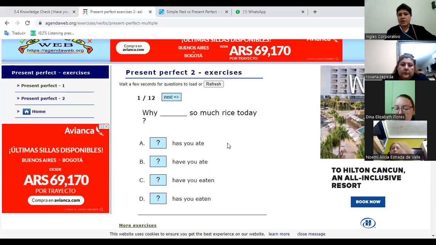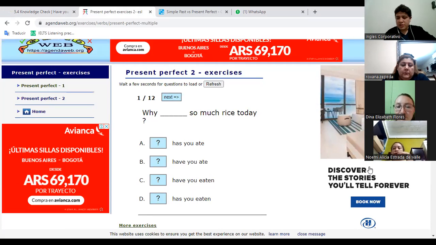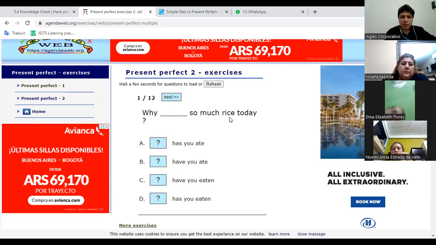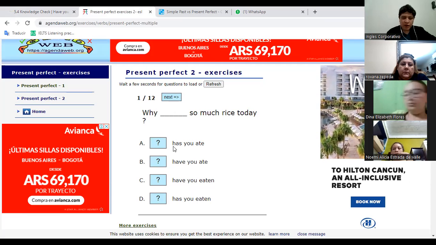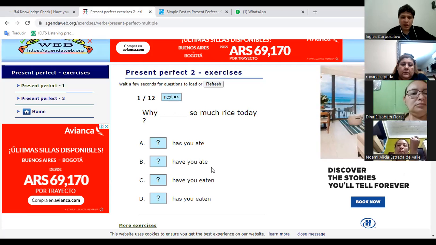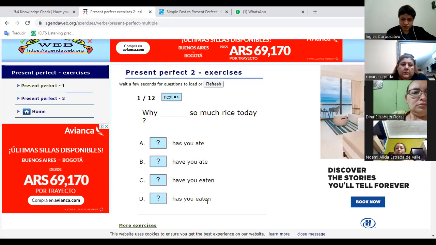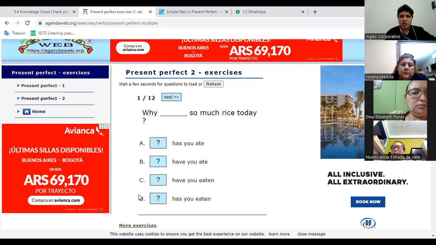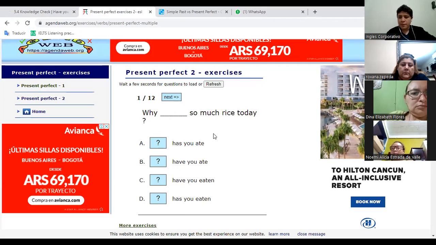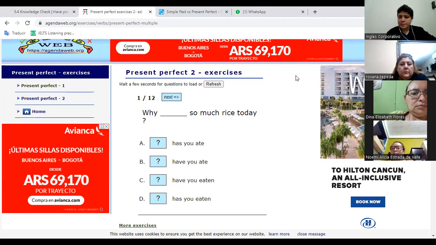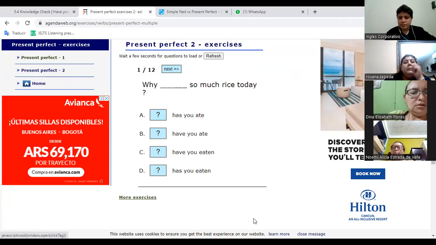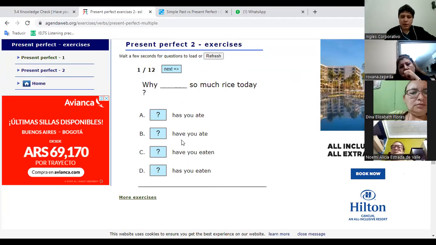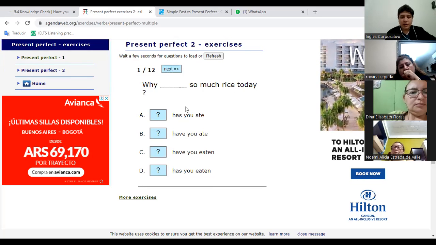Now, girls, let's move on, because I have a little quiz about what we're discussing. So I need your help. Let's start with this one. Why so much rice today? We have these options: has you eat, have you ate, have you eaten, or has you eaten. What do you think, girls? Is the correct one A, B, C, or D? Any idea? Number B, have you ate? Okay, and what about the rest? ¿Cuál creen que es la correcta?